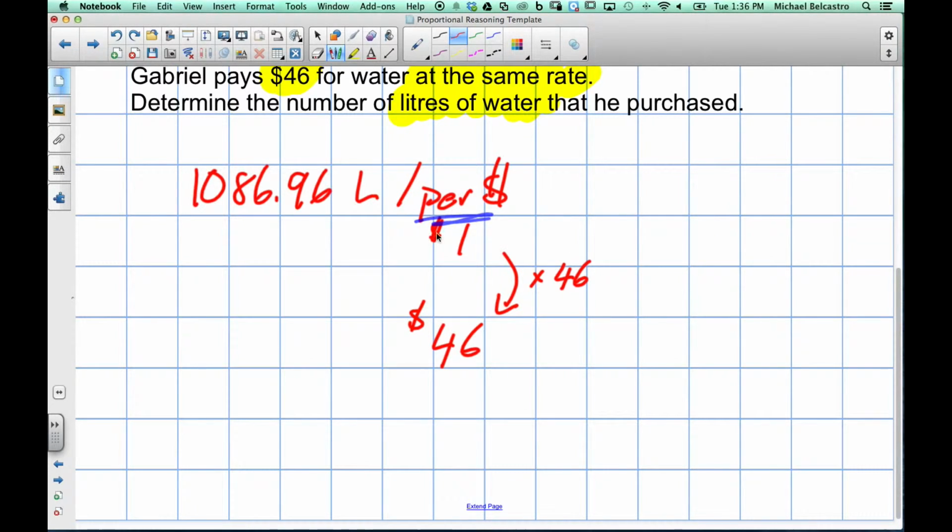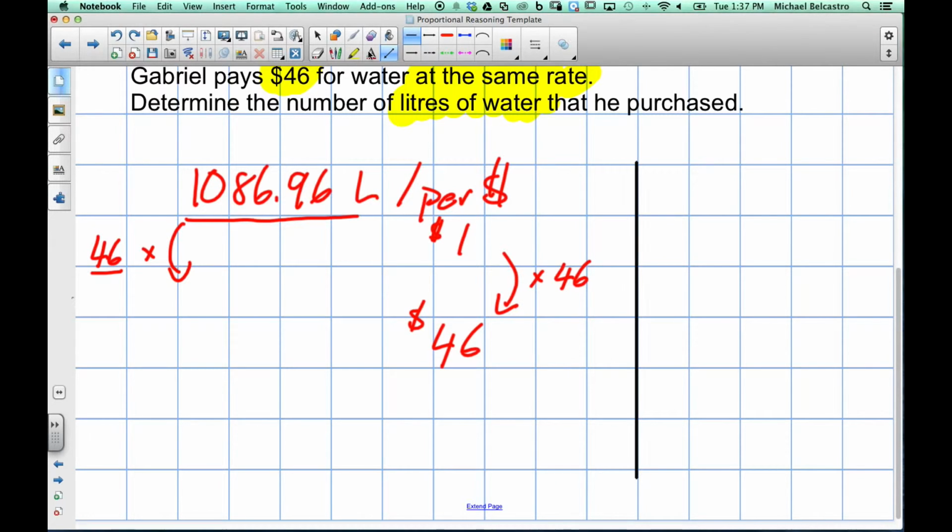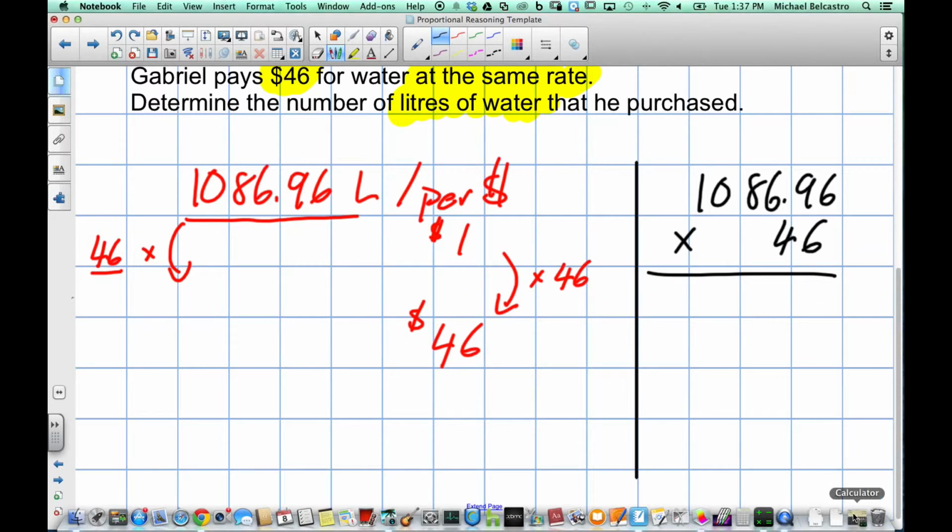Okay. So because we've now multiplied our per dollar by 46, we're going to do the same thing to our 1,086.96. We're going to multiply that by the value of 46. Okay, and that's going to tell us the amount he purchased in liters. So we're going to take this value and we're going to multiply it by 46. So we'll kind of write it on the side here as our side note. These are our side calculations. Do it in black. So we have 1,086.96 multiplied by 46, and that's going to give us our answer, and then we'll from there take it.